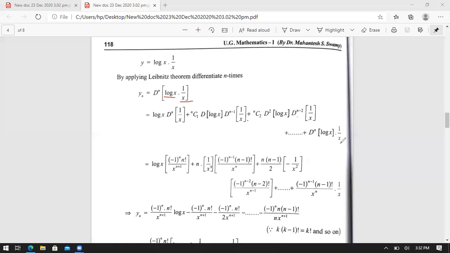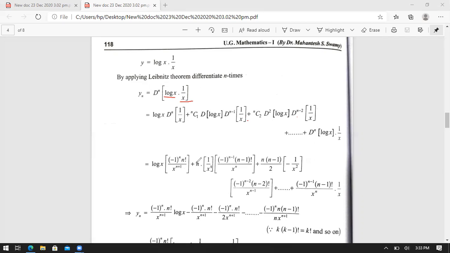Okay, remember this one? First you write the formula. After that you write this example. In each example you write the formula. After that you solve this one. You don't write directly. Okay, see here, once again I tell it: log x, the first function, as it is. Then the nth derivative of 1 by x. In the previous example, we did this one. The nth derivative of 1 by x means minus 1 to the power of n into n factorial divided by x to the power of n plus 1, plus nC1.